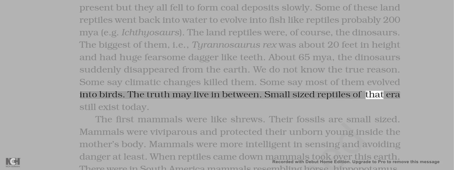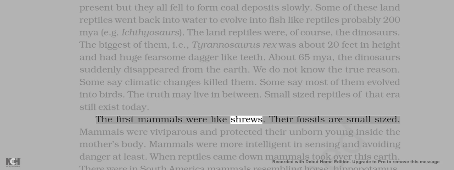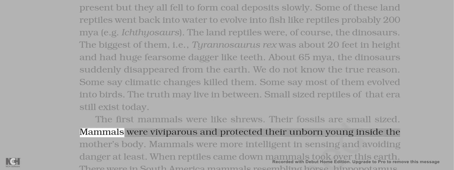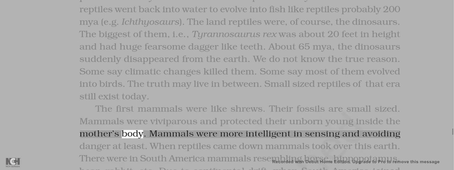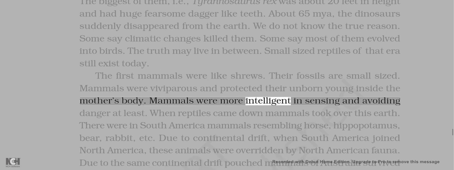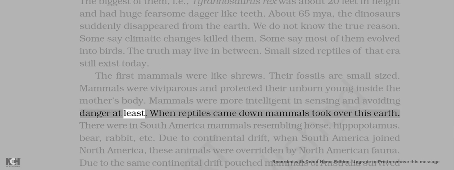Small-sized reptiles of that era still exist today. The first mammals were like shrews. Their fossils are small-sized. Mammals were viviparous and protected their unborn young inside the mother's body. Mammals were more intelligent in sensing and avoiding danger, at least.